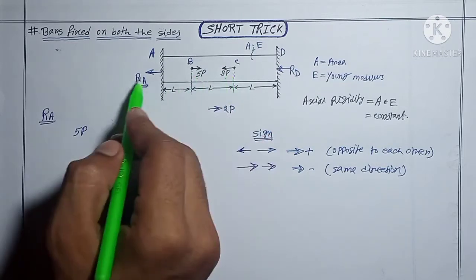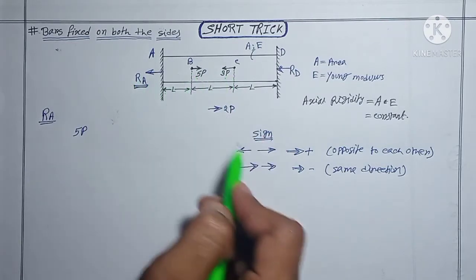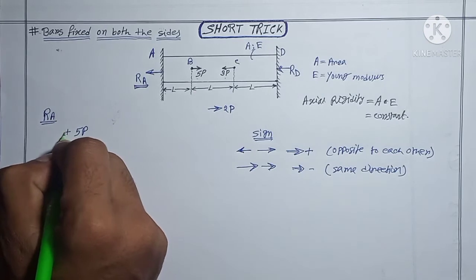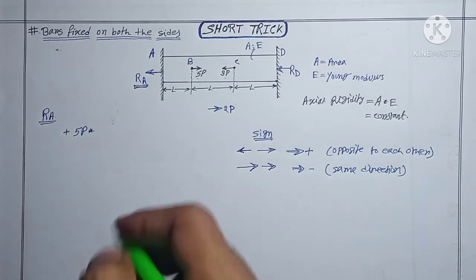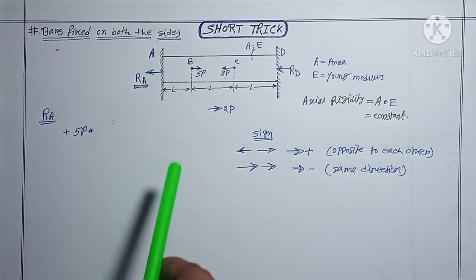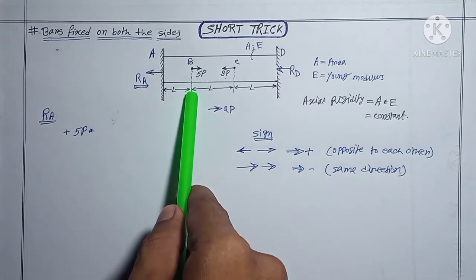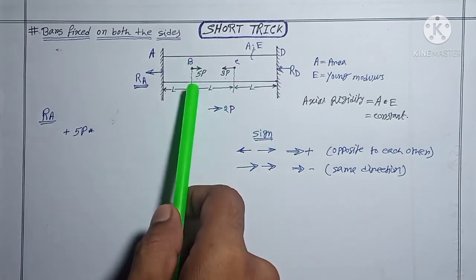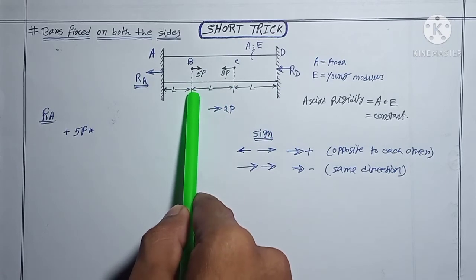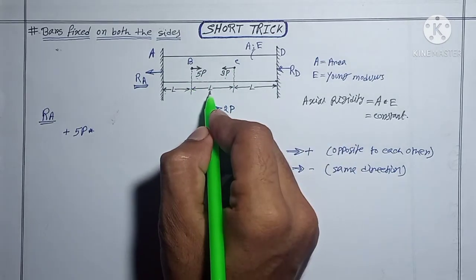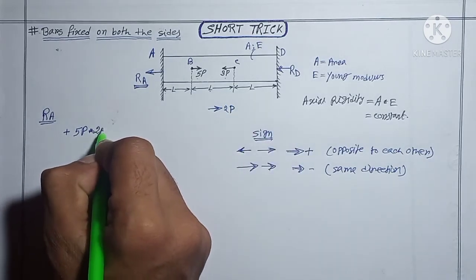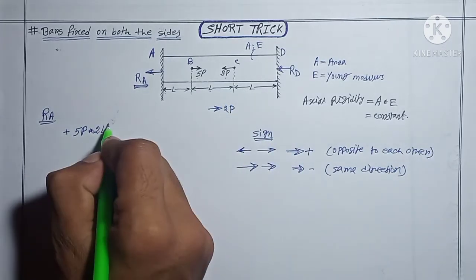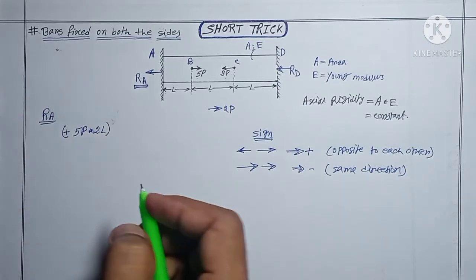5P is towards the right, RA is towards the left, so it is positive. So I take positive sign here. 5P into the remaining distance from where the force acts to the end. Here 5P acts here, and the remaining distance means L plus L, clear? So 5P into 2L.